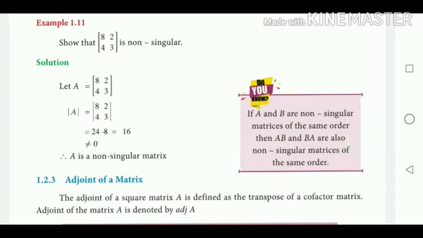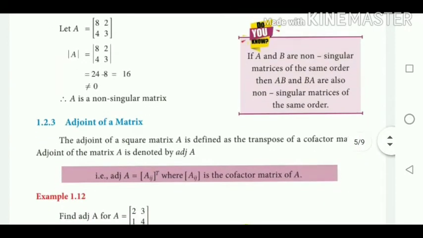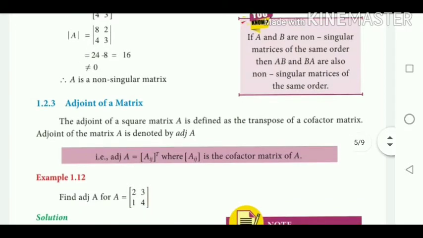The second topic is how to find the adjoint of a matrix. First you have to find the minor and cofactor. In the first exercise itself, it is explained how to find the minor and cofactor. Using those, we find the adjoint of the matrix. The adjoint of a square matrix A is defined as the transpose of the cofactor matrix. First you find the minor, then the cofactor matrix. If you find the transpose of the cofactor matrix, that is the adjoint of the matrix A.